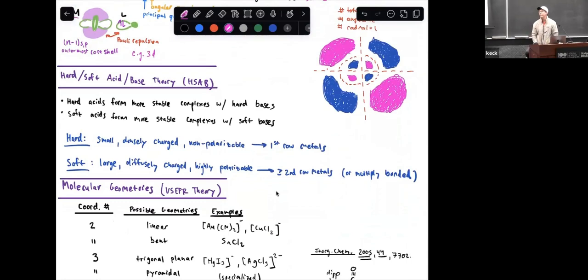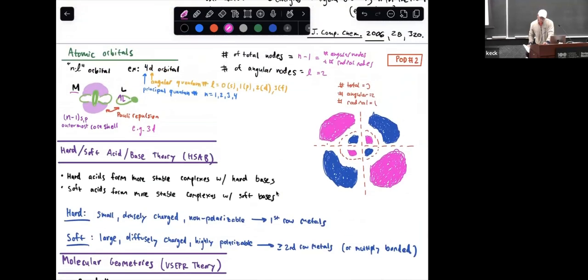If you were to add one more angular node, how would you do it? Would it be diagonal? What are we talking about specifically? Sorry, to add one more angular node? Yeah, one more angular node. Then you're talking about maybe an f orbital. Yeah, an f orbital.